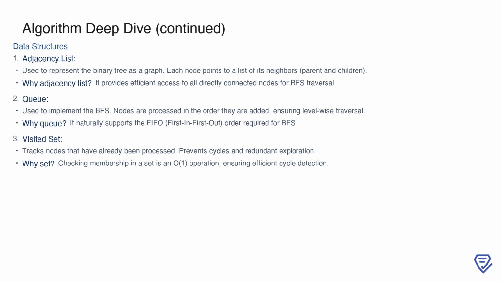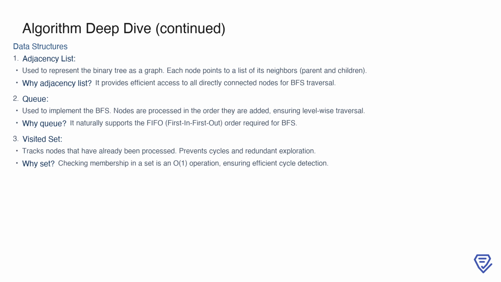The algorithm relies on three key data structures to function effectively. First, the adjacency list is used to represent the binary tree as a graph. Each node points to a list of its neighbors, including both its parent and children. This structure is efficient for accessing directly connected nodes during BFS.